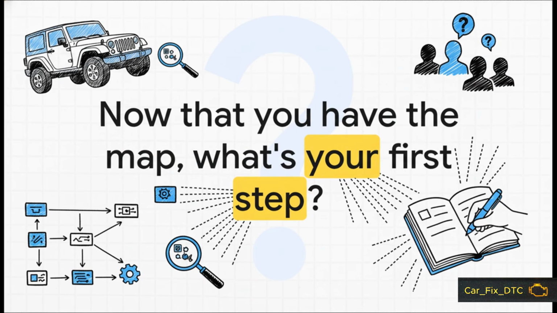So there you have it, the mystery of the U1120 code. It's not so mysterious after all, is it? You've got the suspects, you have the roadmap, you've even got the expert clue. You are now equipped to tackle this problem head-on. The only question left is the one you see right here. Now that you have the map, what's your first step in solving the mystery?